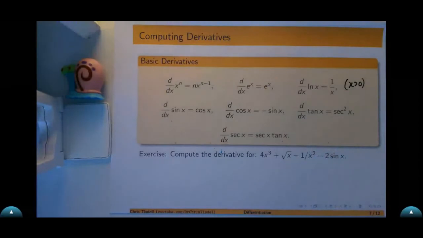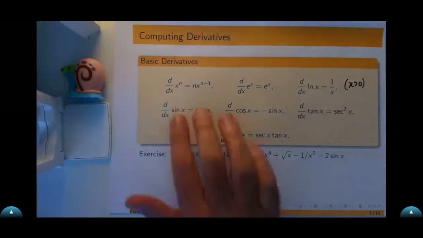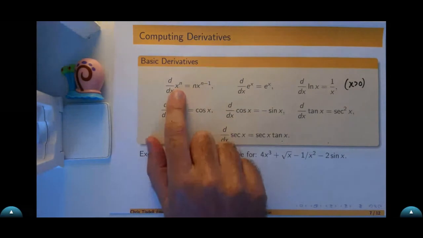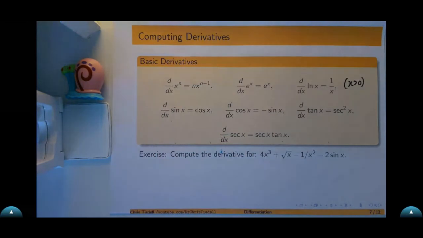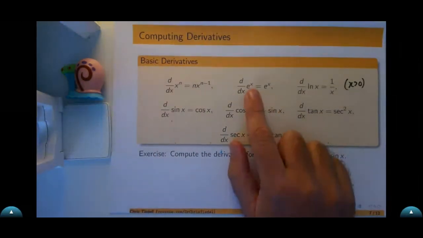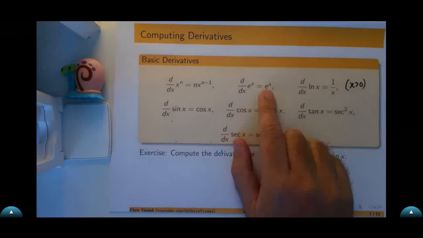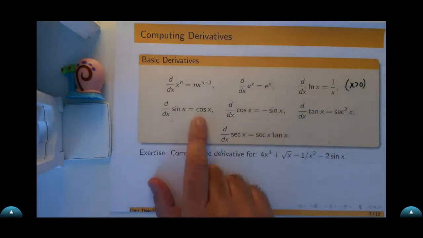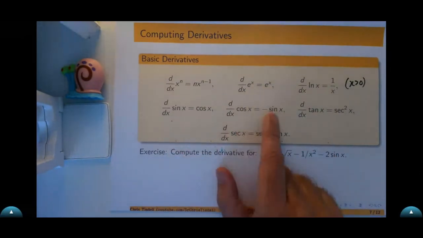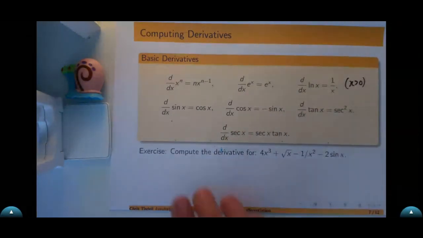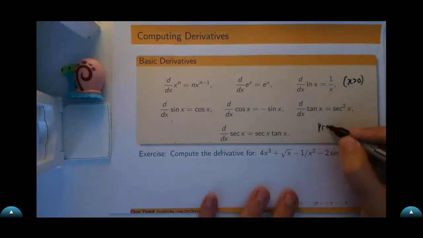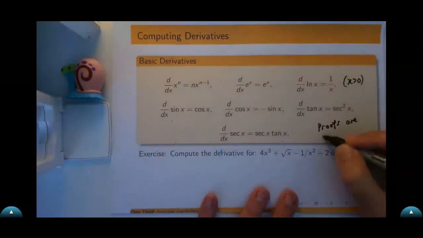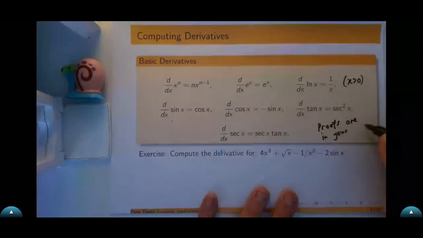I won't prove those today, but just as an example, if I differentiate a power function, I bring the power to the front and I decrease the power by 1. If I'm differentiating an exponential function, the derivative doesn't change. If I'm differentiating the sine function, I go to cos, and if I differentiate cos, I go to negative sine. And there's a couple more when you're differentiating trig functions. So the proofs are in your calculus course pack.